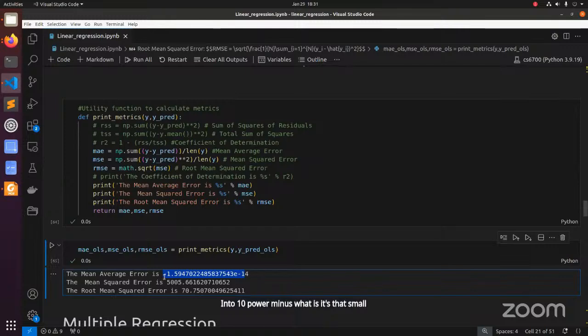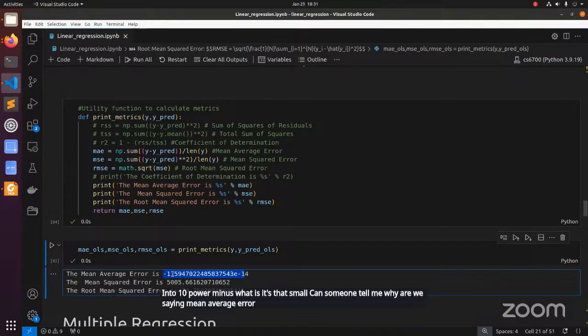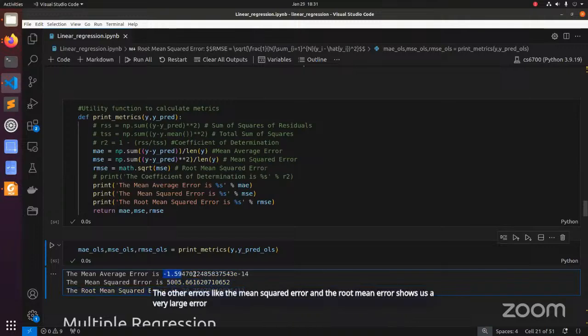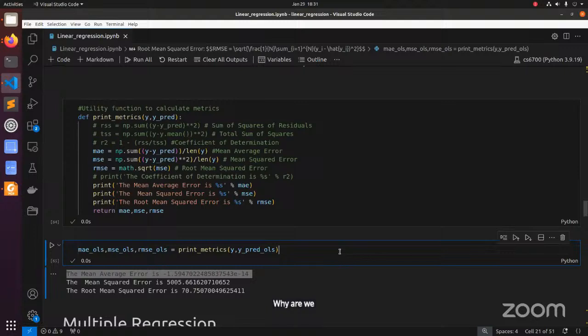Can someone tell me why we are seeing such a low mean average error, even though our model did super poorly? The other errors like the mean squared error and the root mean squared error show a very large error, but the mean average error is very small. Can someone point out why this is the case? Why are we seeing such a small number here?